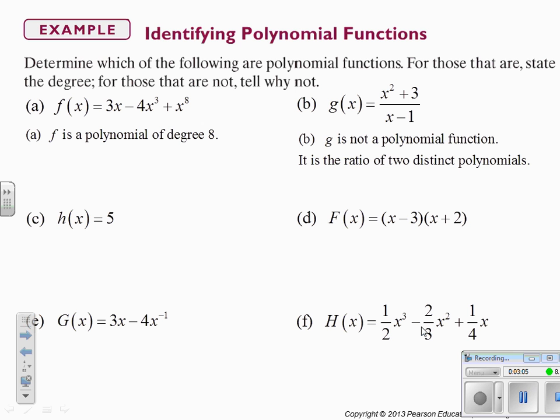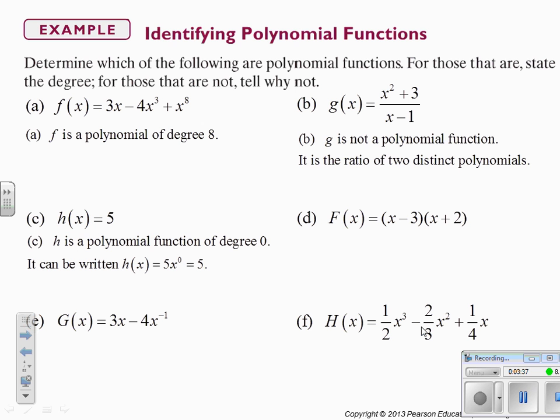H of x equals 5. That's a hard one. Is that a polynomial? It is, because my degree is 0. Is 0 a non-negative integer? Yeah, so he qualifies. So it's like 5x to the 0, which is just 5. So when you have a constant, that is also a polynomial.